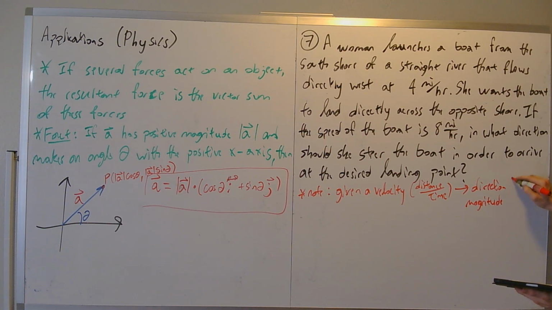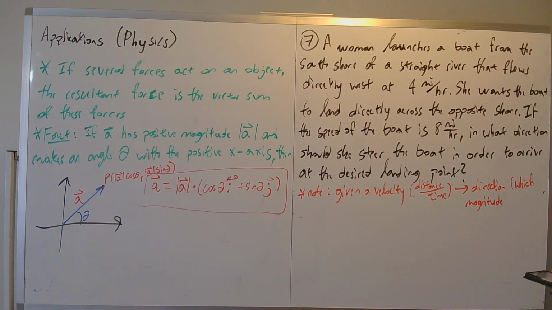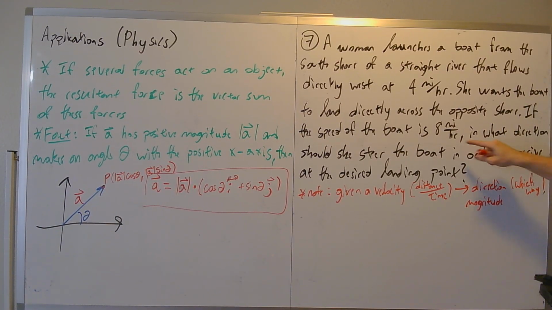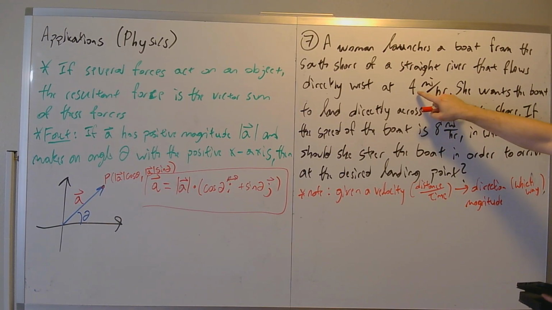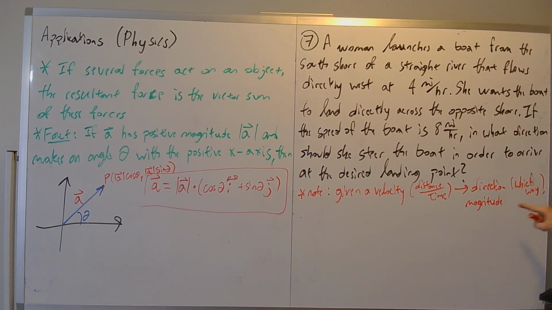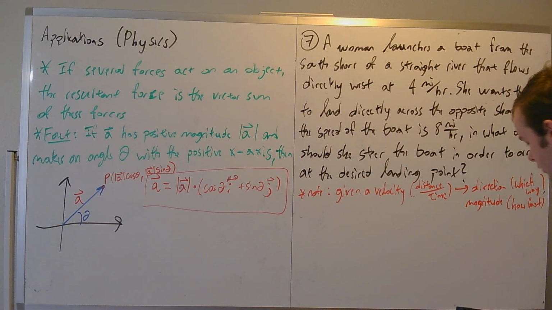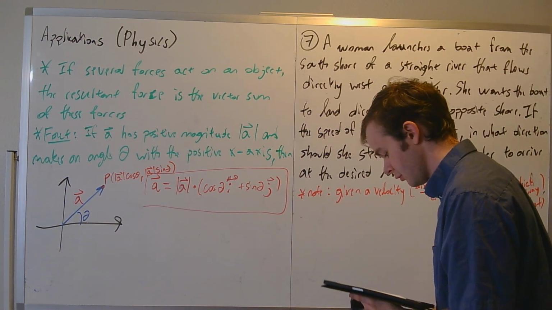The direction is which way it's going. Sorry, I miswrote this. The reason we know which way is it says the velocity of the river is 4 miles per hour in the direction of west, right? So we're given the direction, and the magnitude is the speed at which it's moving, which is 4 miles per hour. So this is how fast, right? So we can actually represent that as a vector. That's our goal here, to use vectors to solve this problem.